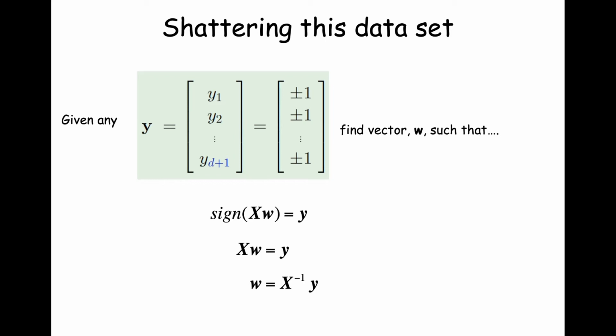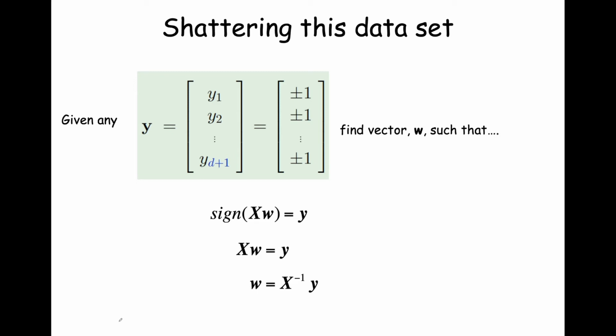We then selected a target vector, which consists of all possible instantiations, without restriction, of d plus 1 target values. And so we endeavor to find a vector w, our hypothesis, such that sign of Xw is equal to y. The best way to do that is to set Xw exactly equal to y. And because our design matrix X is invertible, we get w is X inverse times y. Now, of course, that says that absolutely this hypothesis w can shatter a data set of size d plus 1.